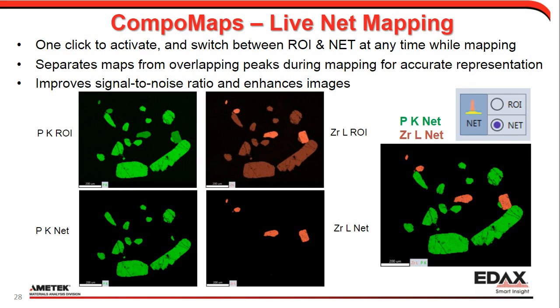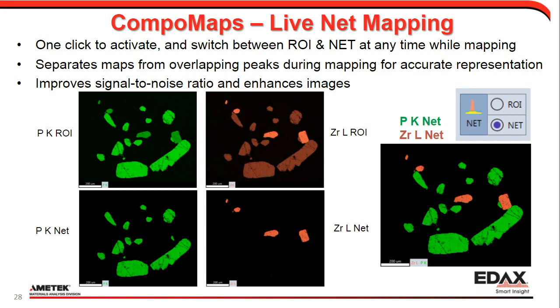The example I'm showing you here is phosphorus K and zirconium L. These two peaks are heavily overlapped with only 29 eV of energy difference. This sample contains phosphorus and zirconium in separate phases. Those are calcium phosphate and zirconium silicate.